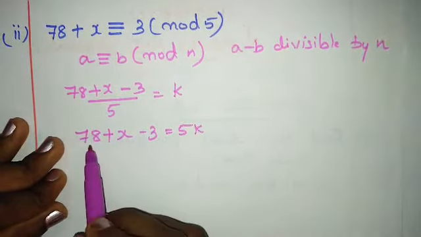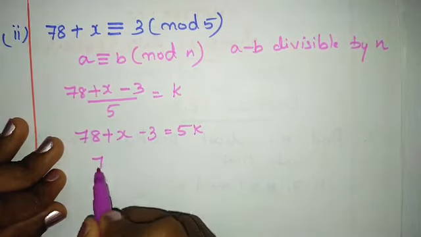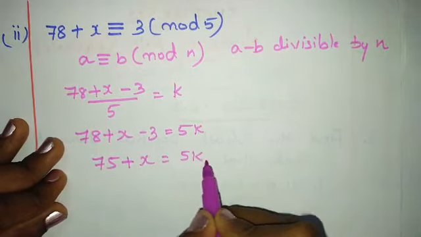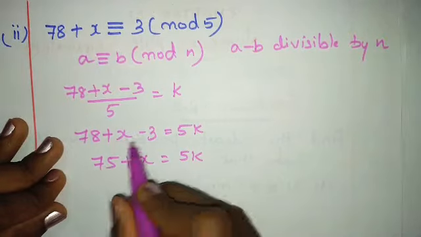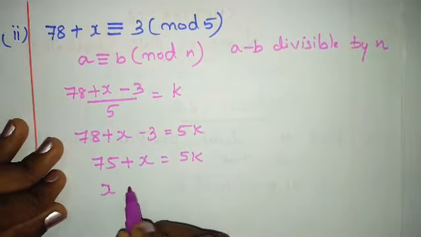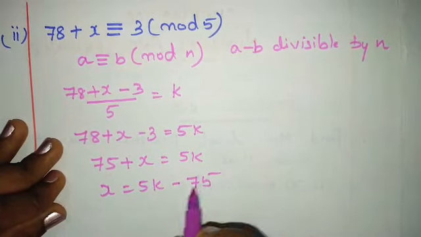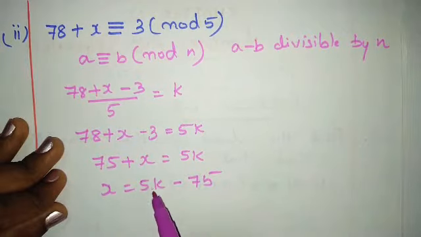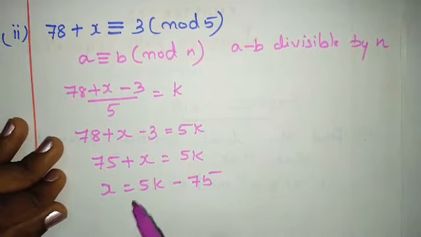Now 78 minus 3 is what? 75. So 75 plus x is equal to 5k. See, here you already have plus x, so just leave that there. Shift that plus 75 to that side, which becomes minus 75. Got it? Now what you have to do is substitute the proper k value so that you get the x value as the least number.